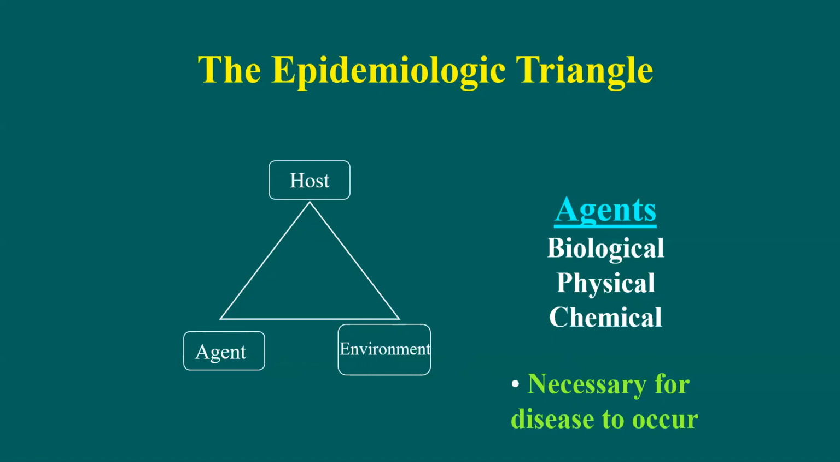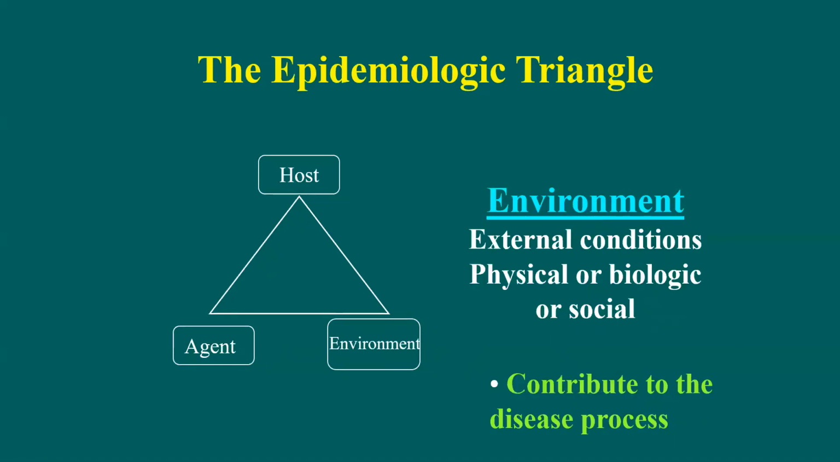We also have physical things which can predispose people to developing diseases, maybe physical injury. Then you also have chemical things which can predispose people to disease. So for the disease to occur within the host, you need an agent which will be responsible for transmitting or passing the disease.